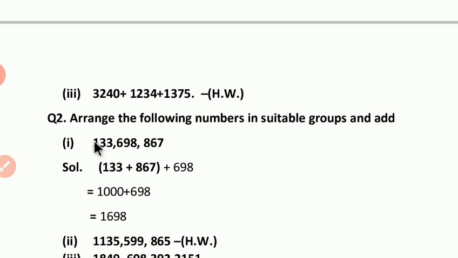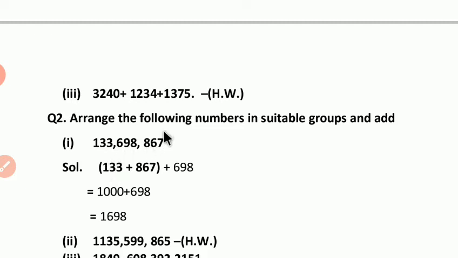It means we have to plus. So first we'll write 133 and 867. Why? Because if we add, you can see that 3 plus 7, 0. If we add 133 and 867, we will get 0 in the last. So 133 plus 867, this one you have to write in bracket. It means first we will add these 2. After that the third number 698. So 133 plus 867, 1000 plus 698, which is equal to 1698.